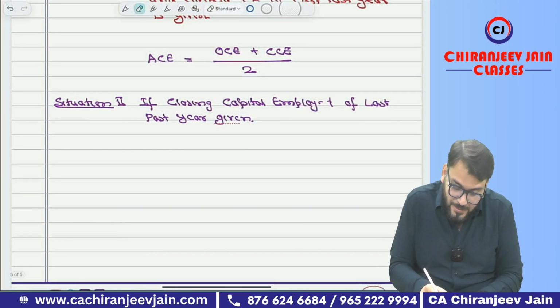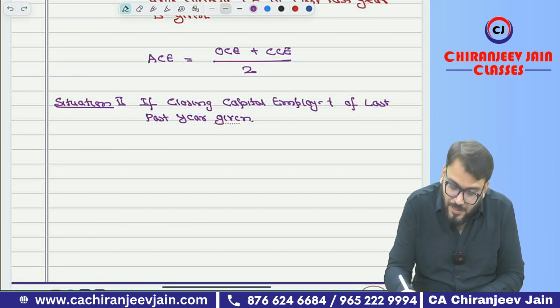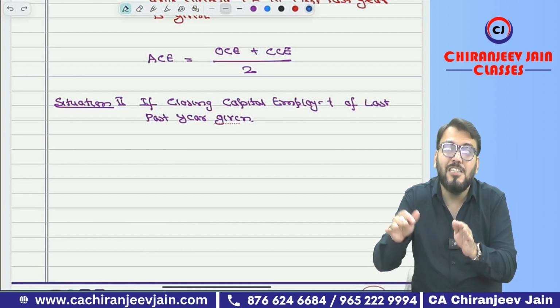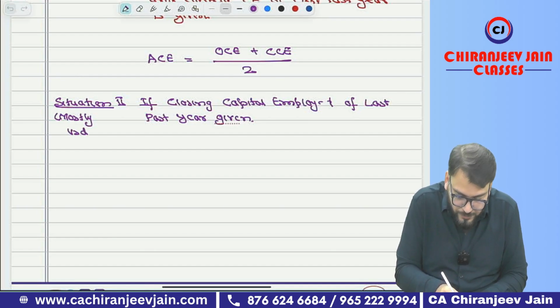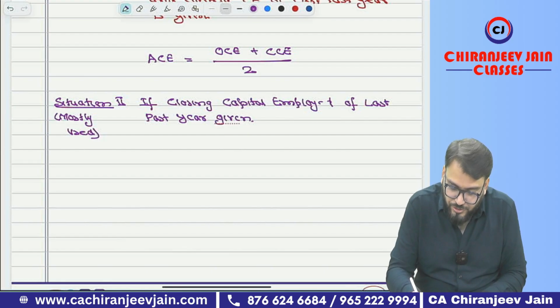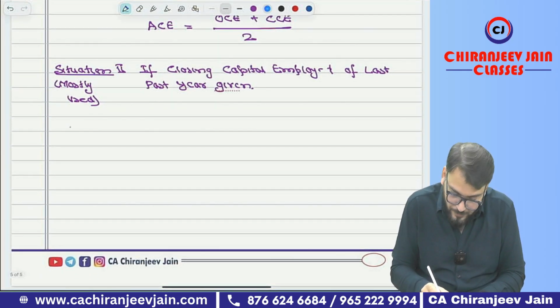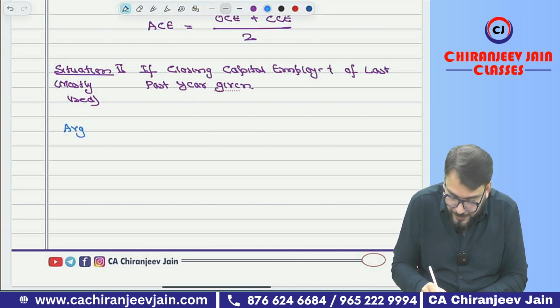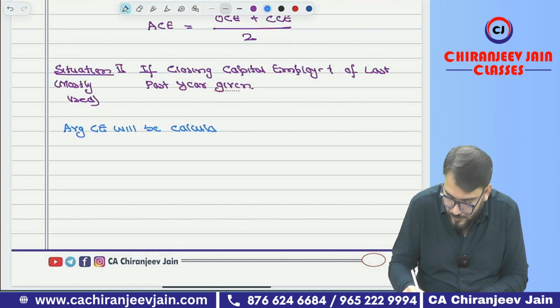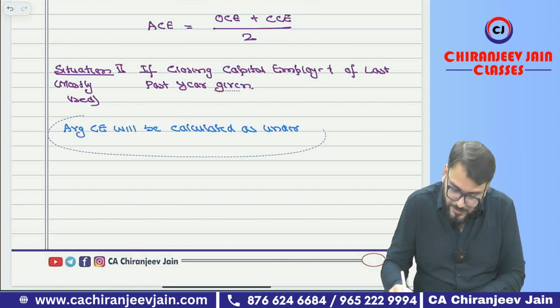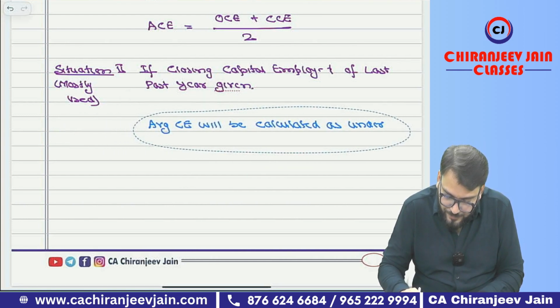If this is the case, and this is the situation which will be the most used in all the questions, mostly used in the question, then average capital employed will be calculated as under.